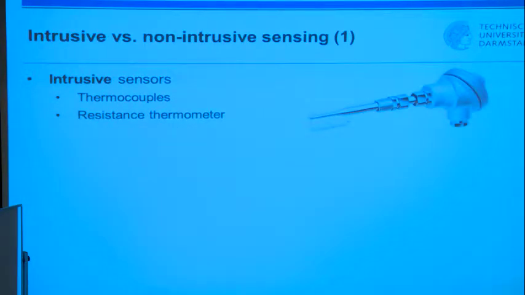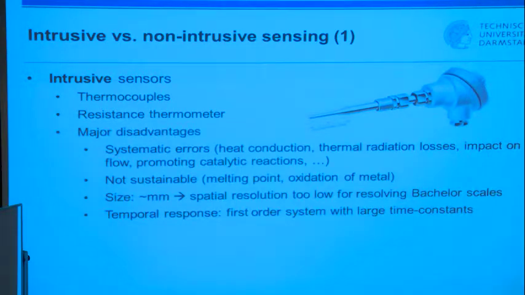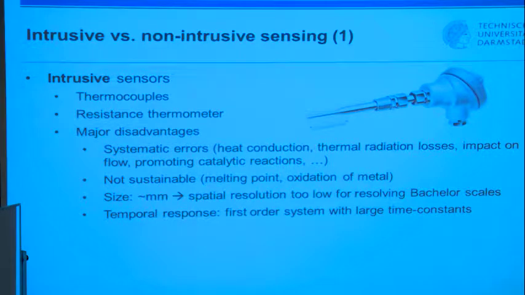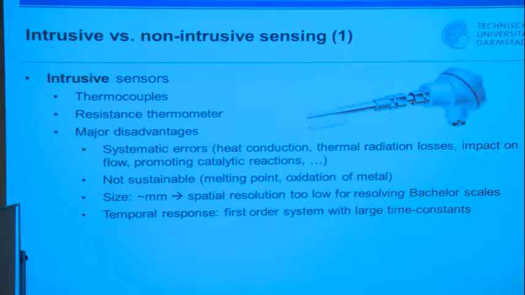Okay, so why not use intrusive sensors? Thermocouples and resistance thermometers are very well-known instruments, and for many applications they are really good. However, for reactive flows you have a number of disadvantages. One disadvantage is, especially at high temperatures, systematic errors because of heat conduction. If you measure somewhere here, heat is transported, and that needs to be corrected for.